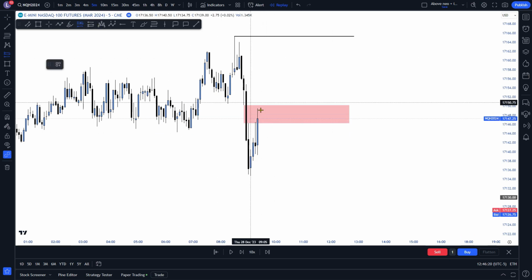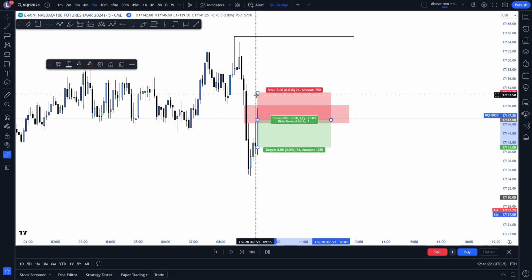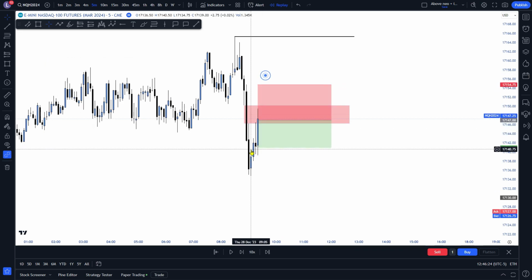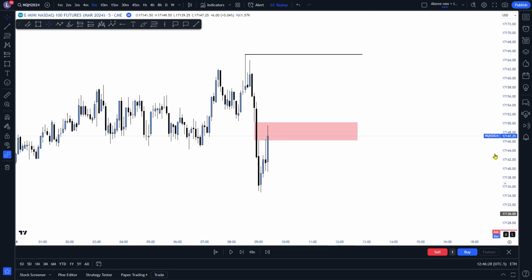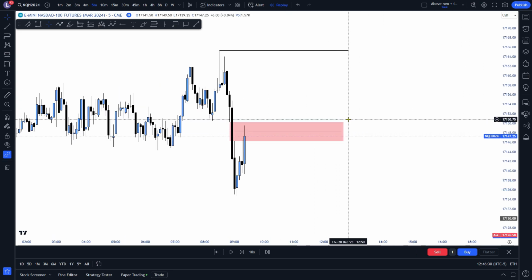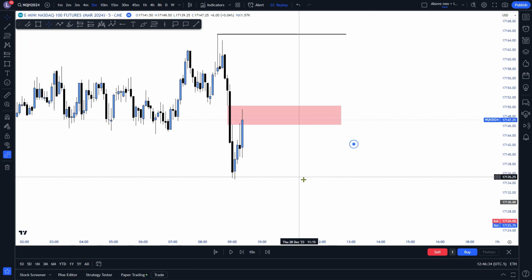Now, I know some people do like to go short here. Let's say it could be a 2022 model, or they just like to short fair value gaps. Me personally, I do not like to short fair value gaps by itself. So I would never just randomly short here because I think price is going to go down. I would wait for confirmation.